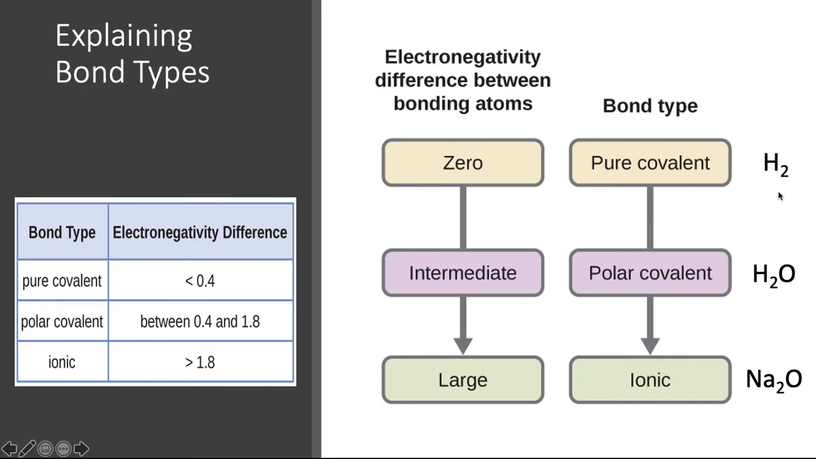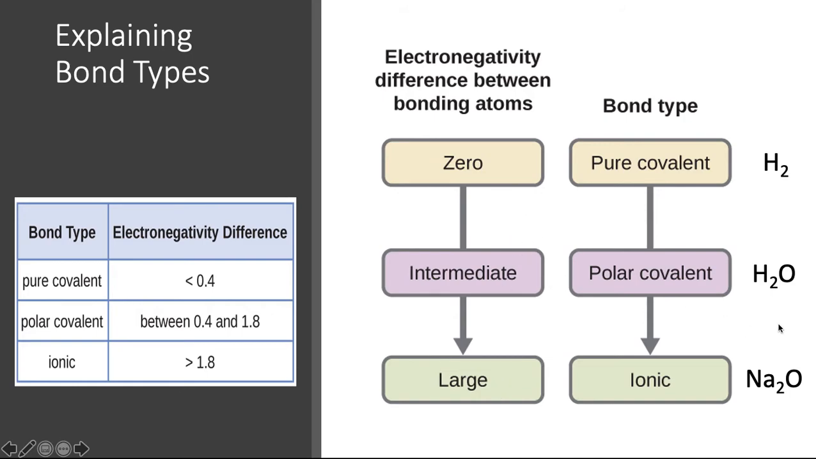So if I have a covalent bond that is made of two atoms of the same type, so this H2 is made up of a hydrogen bonded to another hydrogen. Well, because I have the same element, those electrons are shared equally because they have the same electronegativity value. And therefore, the difference between their electronegativities is going to be zero. And that means that I have a pure covalent bond.